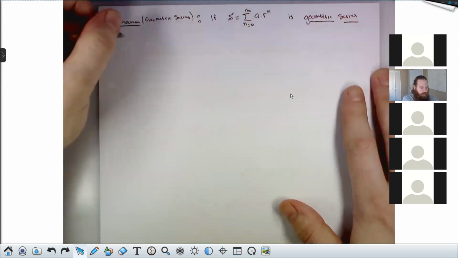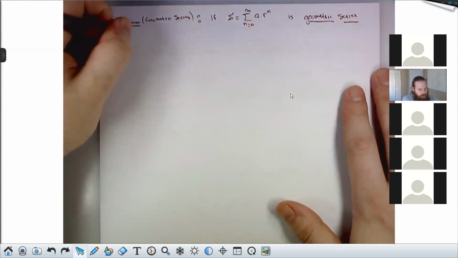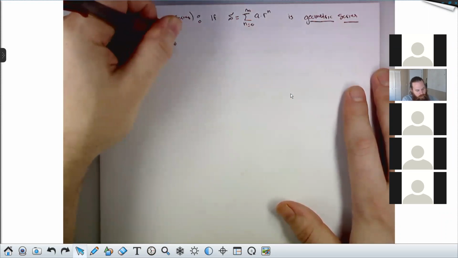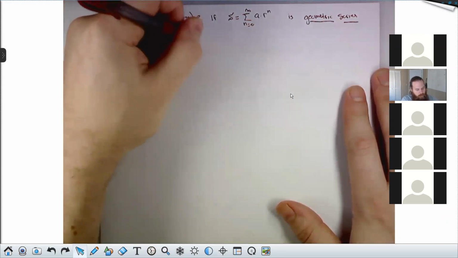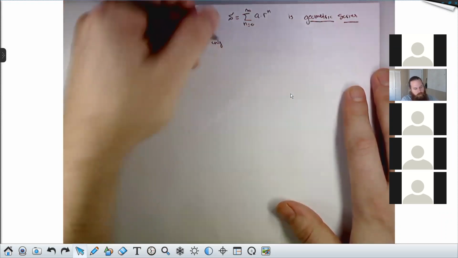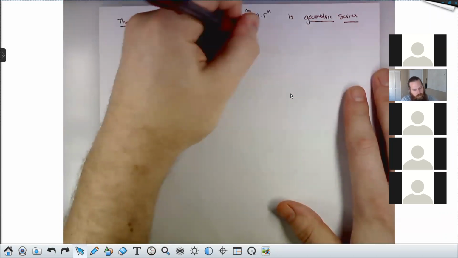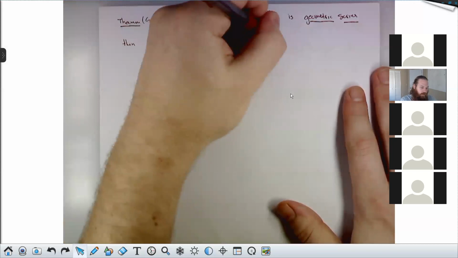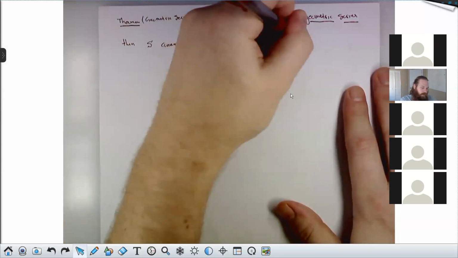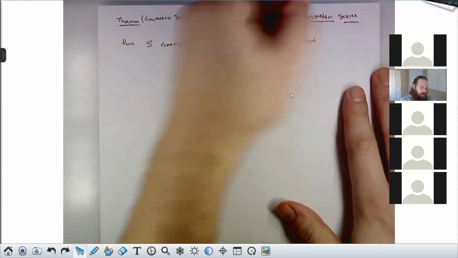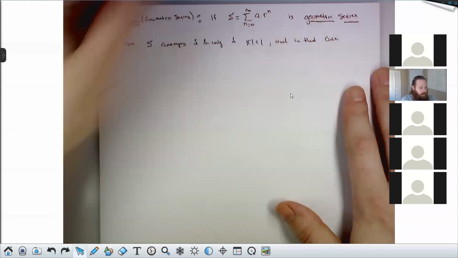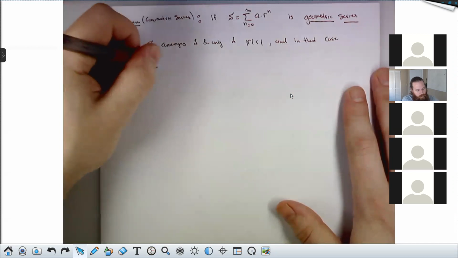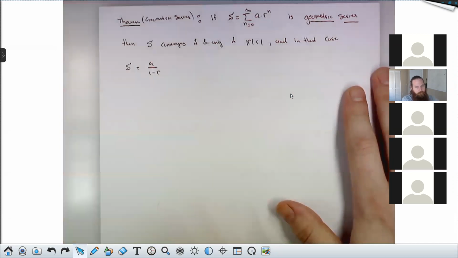If this thing is a geometric series, then S converges if and only if r has absolute value strictly less than 1. And in that case, the sum of the series, the value of the series, will be a over 1 minus r.